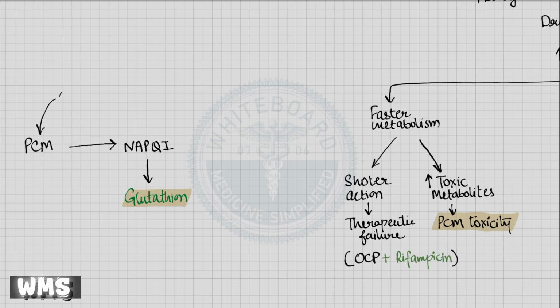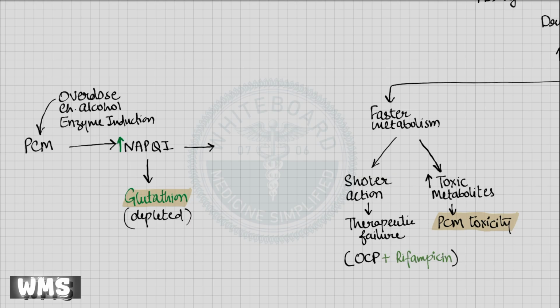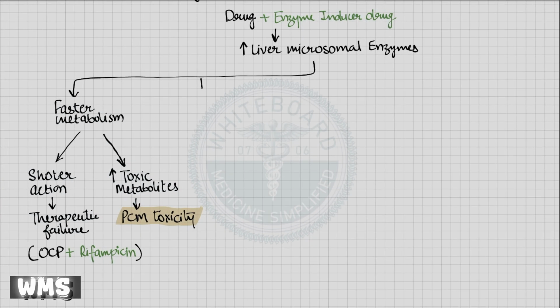But in situations such as overdose, chronic alcohol intake, or enzyme induction, excessive NAPQI is produced and glutathione gets depleted. Once glutathione is exhausted, NAPQI starts binding to liver cell proteins, leading to hepatocellular injury and liver necrosis. Enzyme induction also increases the breakdown of vitamin D, leading to vitamin D deficiency, and over long periods, this can result in bone diseases such as rickets in children and osteomalacia in adults.